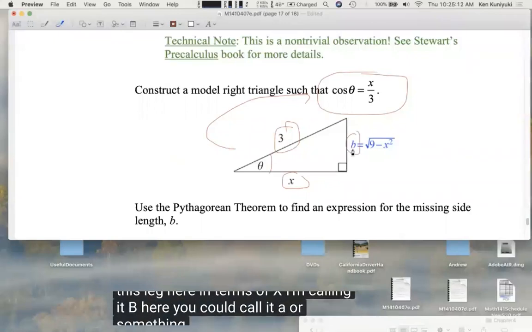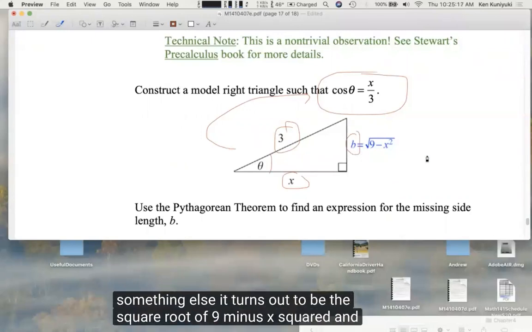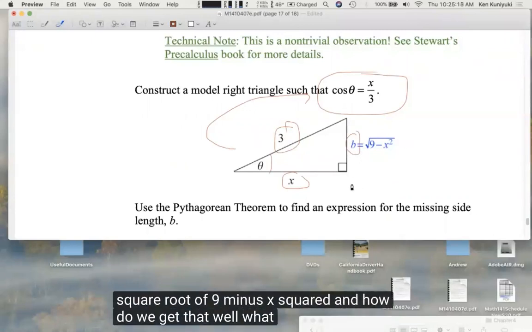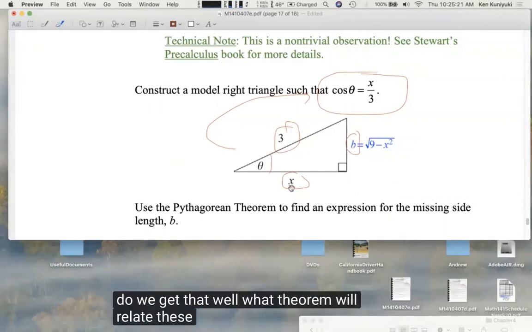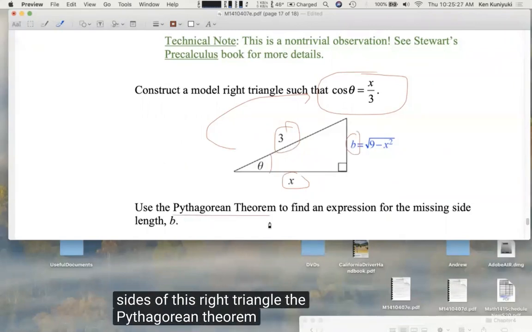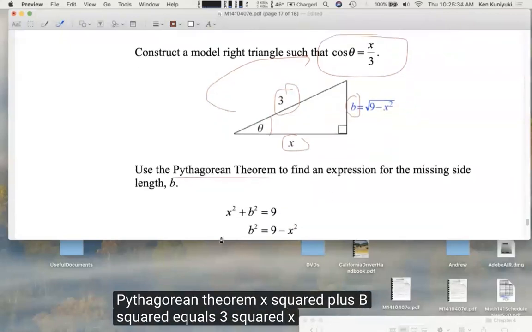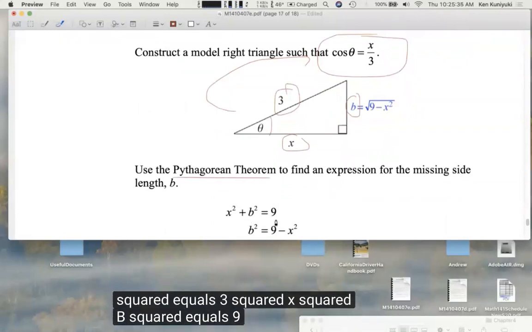You could call it a or something else. It turns out to be the square root of 9 minus x squared. And how do we get that? Well, what theorem will relate these three expressions for the sides of this right triangle? The Pythagorean theorem. x squared plus b squared equals 3 squared. x squared plus b squared equals 9.